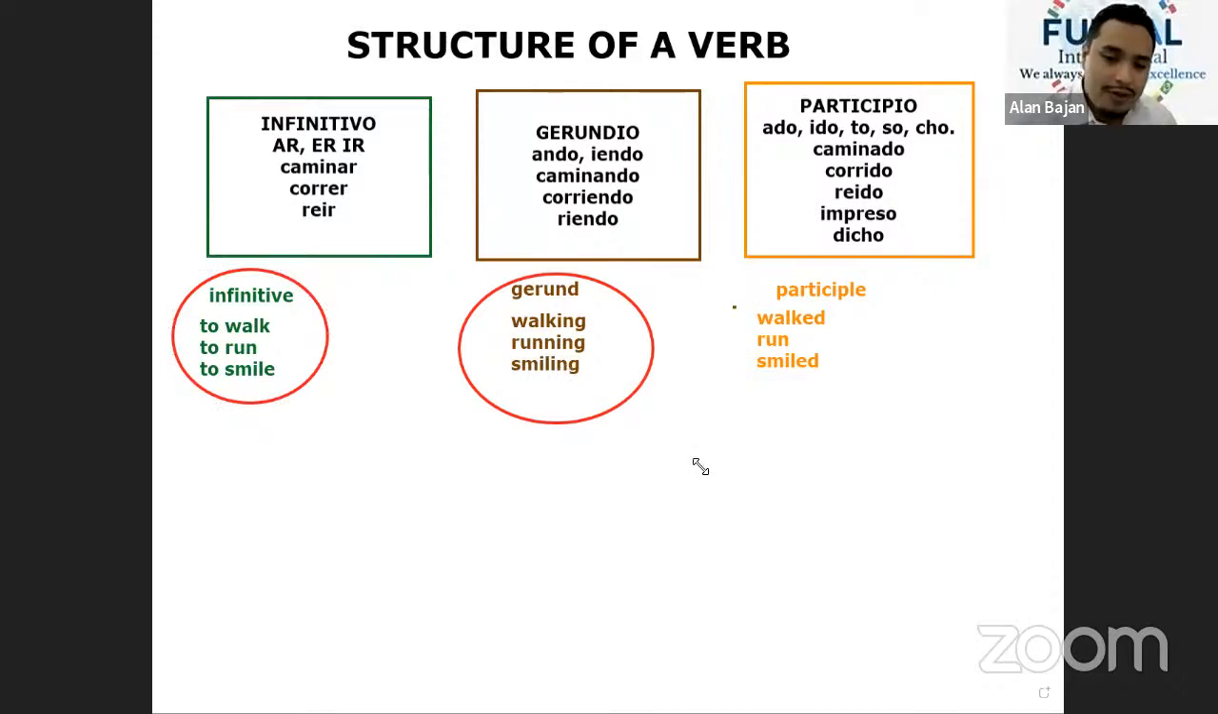Teacher, is present progressive gerund? No. Present progressive has verbs in gerund, but it's not gerund. Present progressive es un tiempo de una oración con sujeto, verbo, to be, predicado, etc. Gerund, it's only the verb with ing. Questions with this?